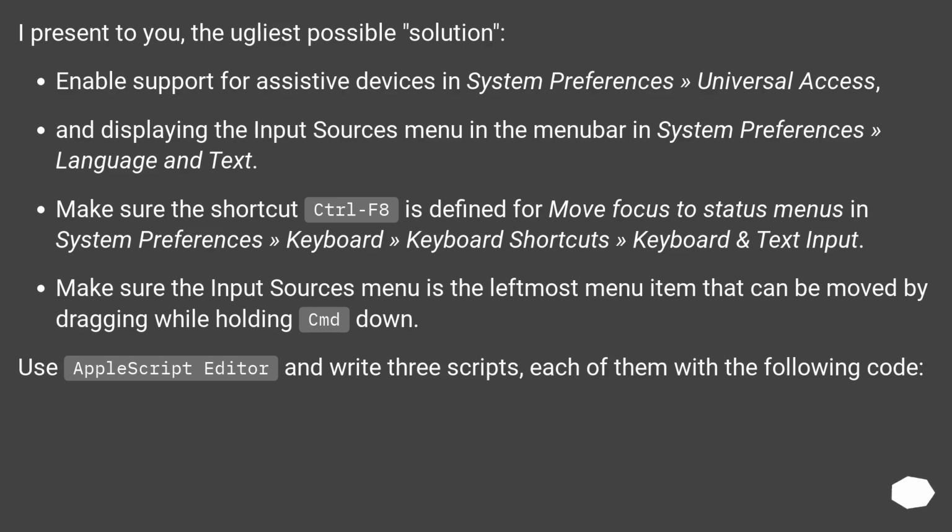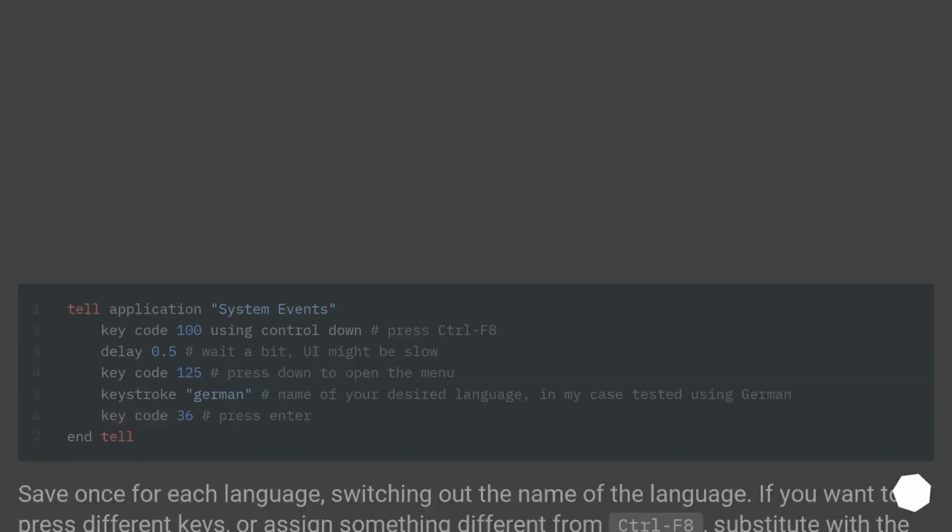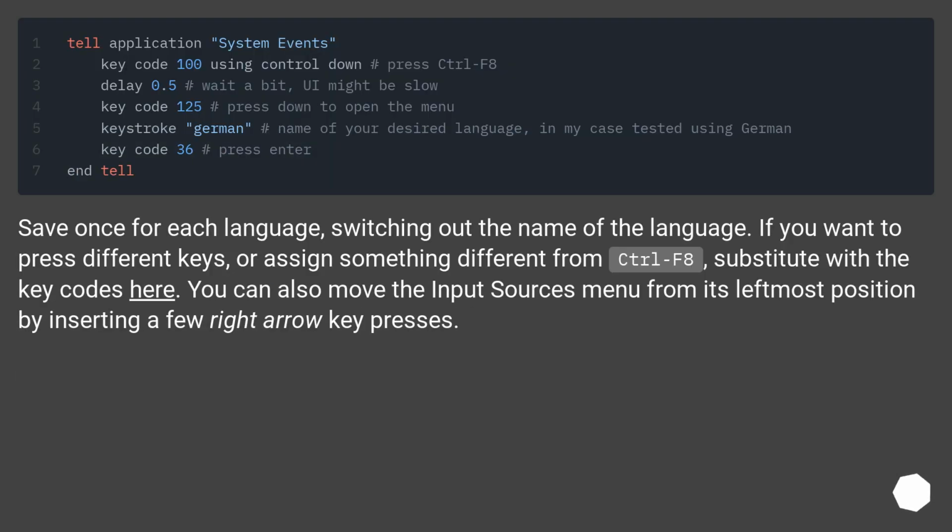Make sure the Input Sources menu is the leftmost menu item that can be moved by dragging while holding Command down. Use AppleScript Editor and write 3 scripts, each of them with the following code. Save once for each language, switching out the name of the language.